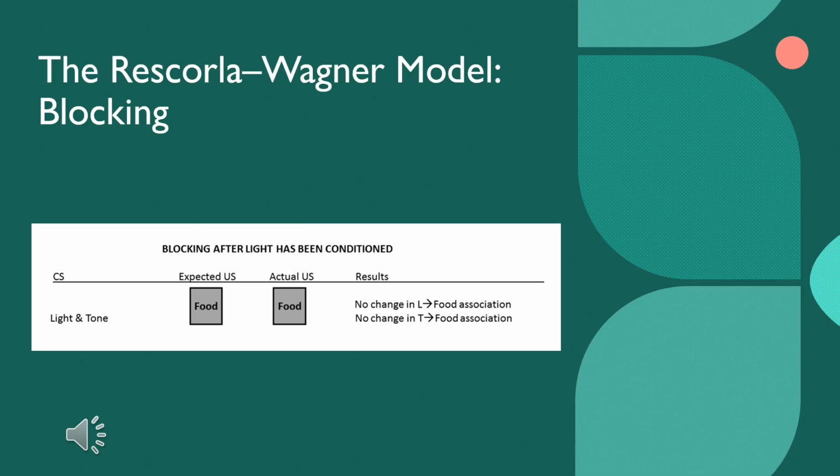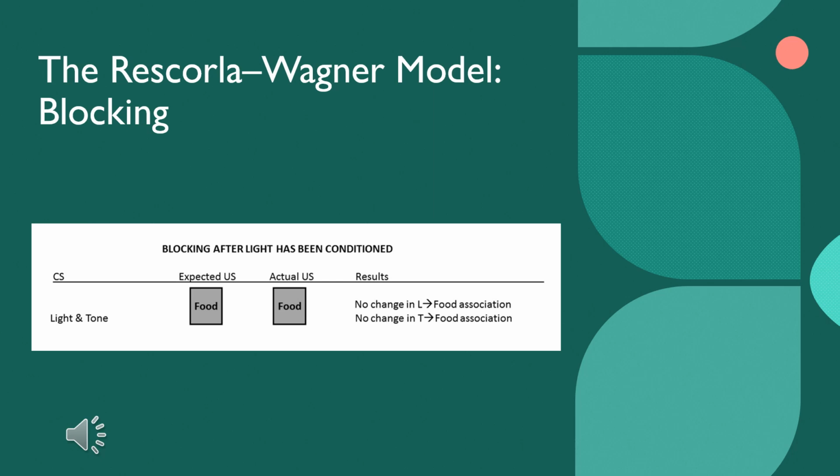The blocking effect can be explained through the model of conditioning, which states that learning occurs when there is a discrepancy between expected and actual outcomes. Since the CS1 already predicts the outcome, which is the shock, the CS2 does not add any new information, so no learning occurs for the CS2.